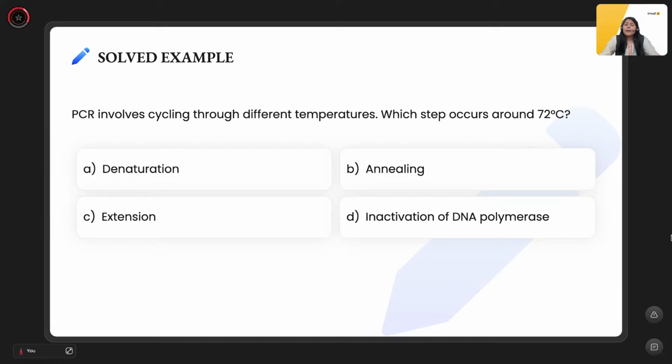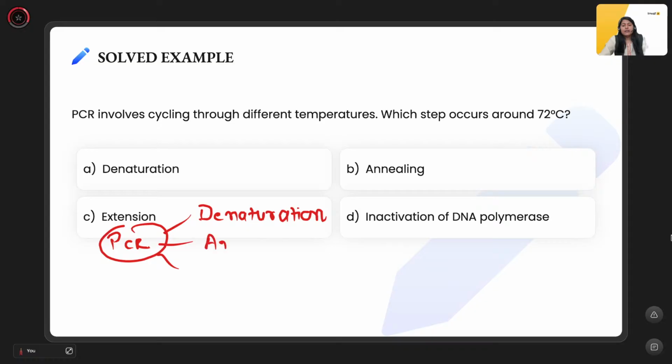Next question. PCR involves cycling through different temperatures. Which step occurs around 72 degrees Celsius? Now, if we talk about PCR, PCR has three steps. One is denaturation, the second is annealing, and the third and last step of PCR is extension. Now let us talk about the temperature.